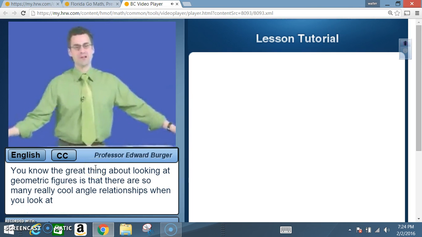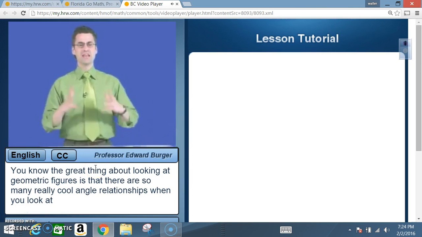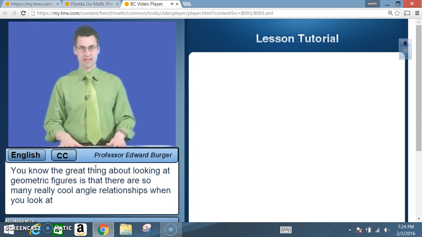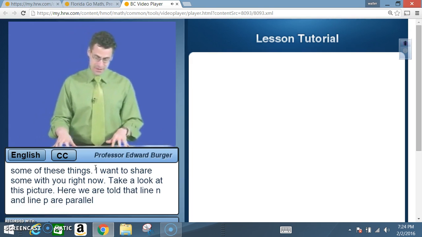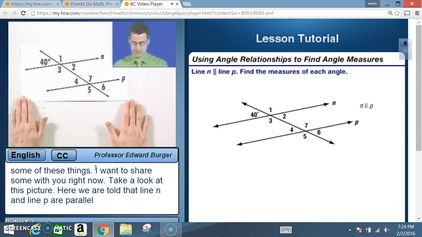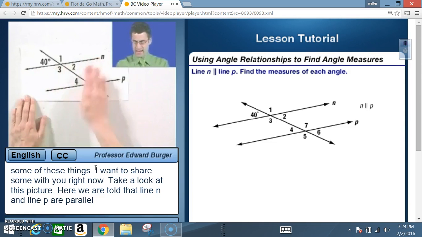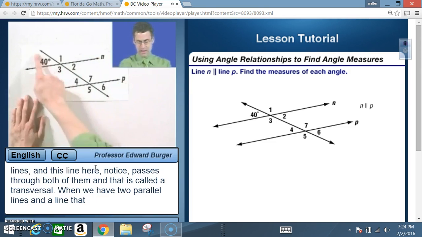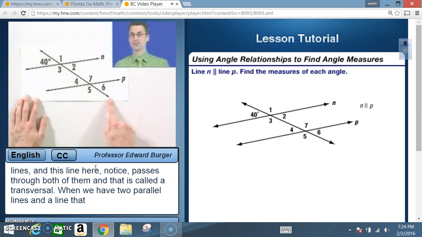You know, the great thing about looking at geometric figures is that there are so many really cool angle relationships when you look at some of these things. I want to share some with you right now. Take a look at this picture. Here we're told that line N and line P are parallel lines. And this line passes through both of them, crosses through both of them, and that's called a transversal.